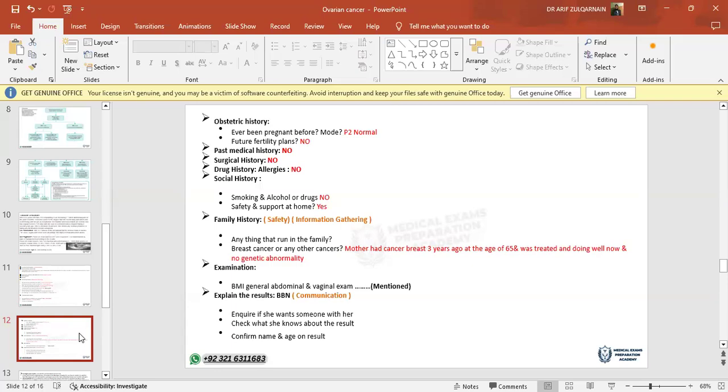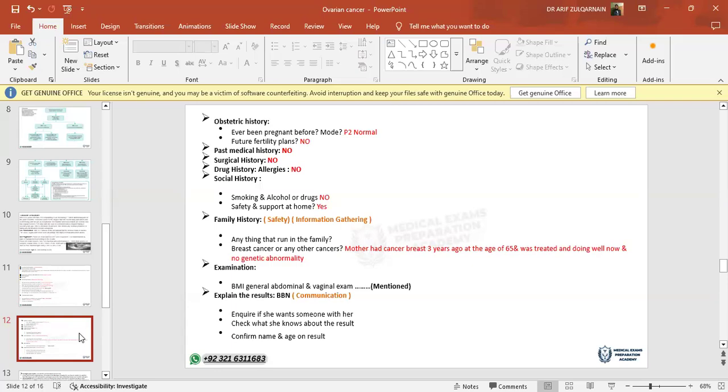Family history is very, very important. Okay. If you don't ask about the history of ovarian cancer in the family, this will be the failing point in this station. Is there anything that runs in the family, history of breast cancer or ovarian cancer? In this station, the patient is telling that her mother had breast cancer 3 years ago at the age of 65 and she was treated and doing well now. And there is no genetic abnormality. If the patient is so much educated and she knows this much, she can tell you.